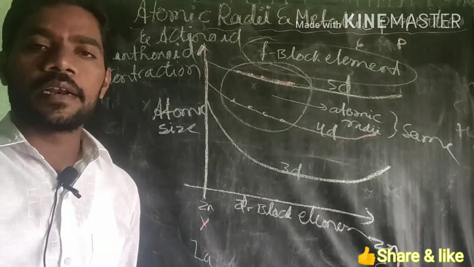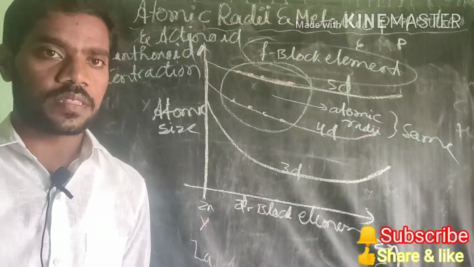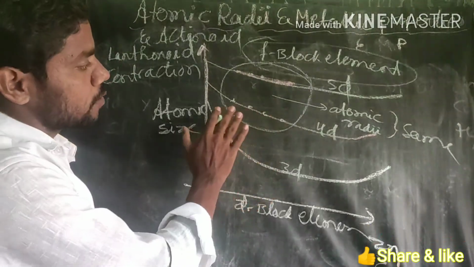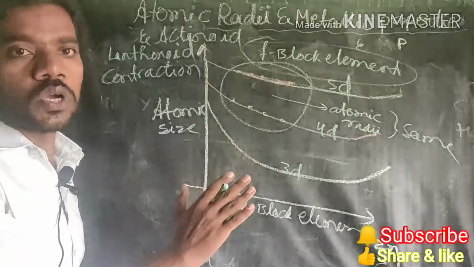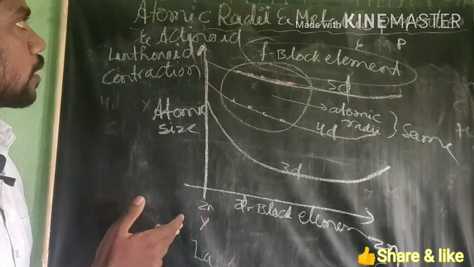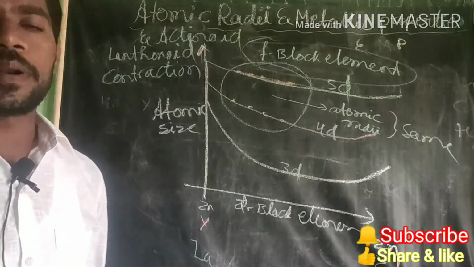This lanthanide and actinoid contraction I will discuss separately in the F block element chapter. It is there in the syllabus. Okay, you just have to remember this: their atomic radii are nearly the same because of lanthanide and actinoid contraction. That's important. Okay, this is the atomic radii concept. Next, we go to the metallic property.